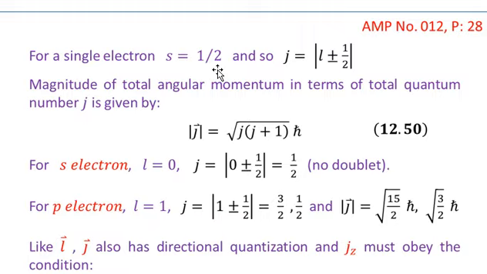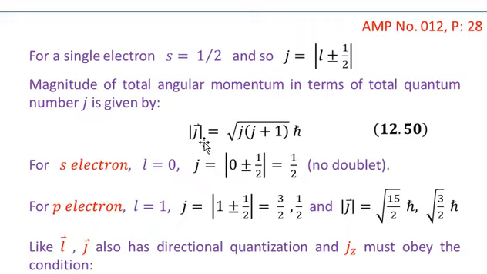This case will be dealt with later on. So S is equal to half, the spin quantum number for the case of a single electron. So for the case of a single electron, you can write the previous equation as J is equal to mod of L plus minus half. The magnitude of the total angular momentum in terms of the total quantum number J is given by, you see that similarly, we have written a relationship similar to the relation given in equation number 50 for the case of the orbital and for the case of the spin.